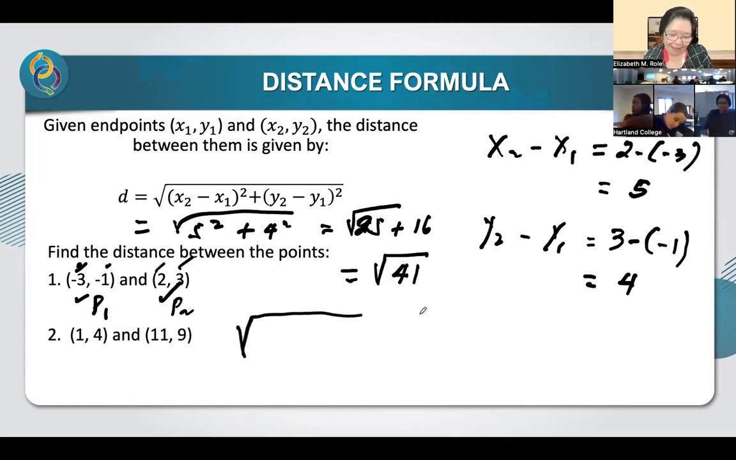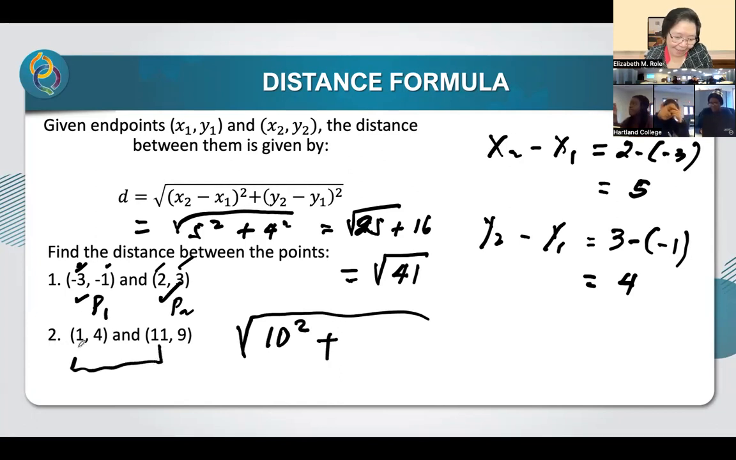So doing mental math, what would you say? Just put the x sub 2 minus x sub 1 squared. What is x sub 2 minus x sub 1? 10 squared plus, all right, squared. So that's 10 squared plus 5 squared. Yeah, 9 minus 4. So it's just a matter of subtracting 11 minus 1, 9 minus 4.